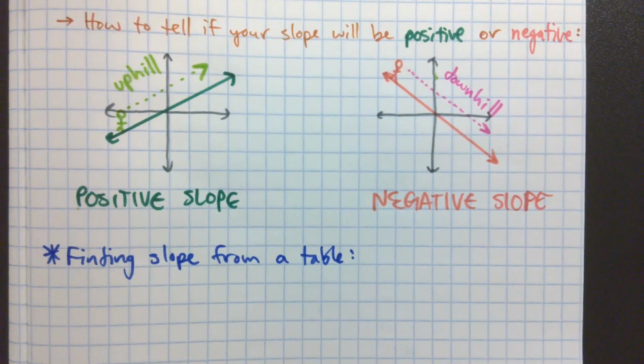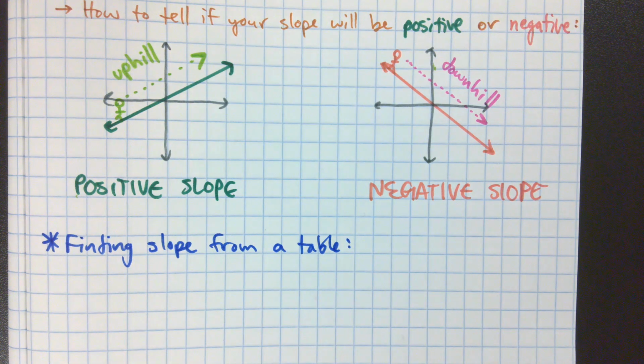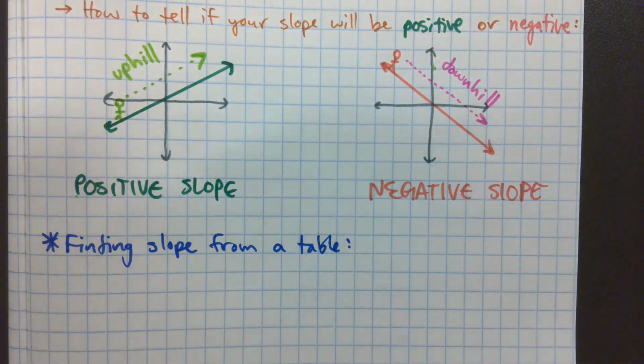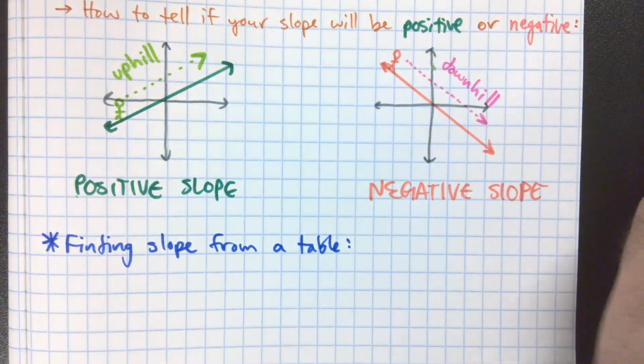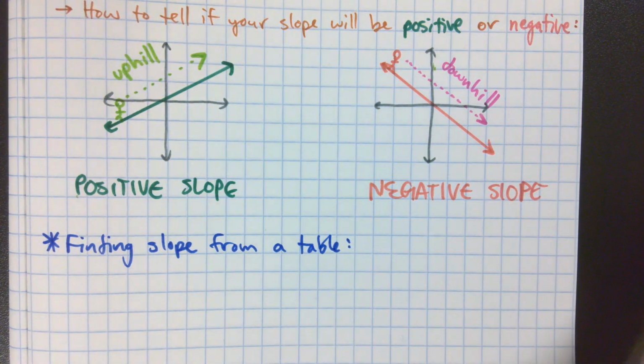Once you get that all copied down, we're going to start the second half of this lesson, which is finding slope not from a graph this time, but from a table of points. And this might even be a lot easier for some of you. We'll see.